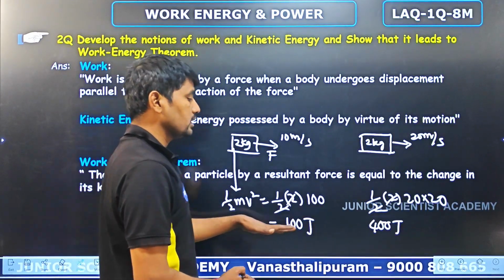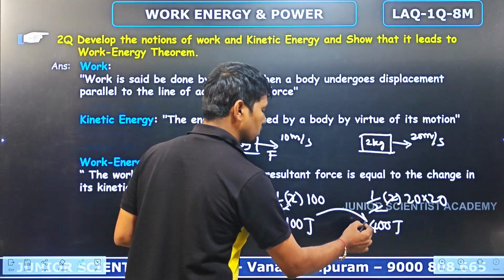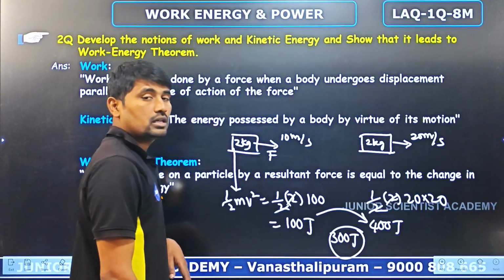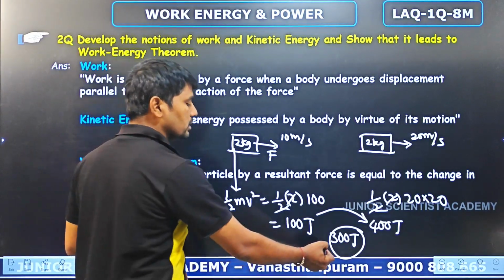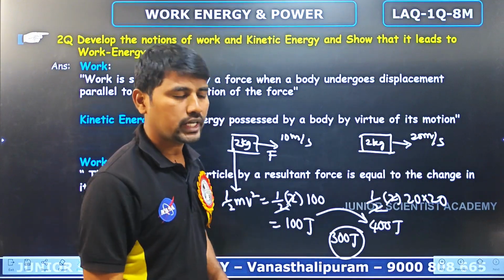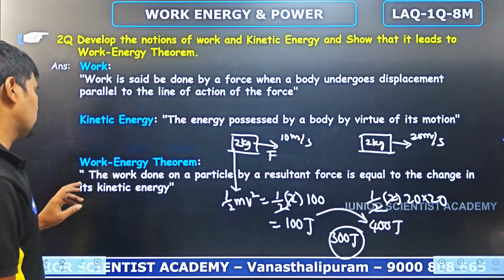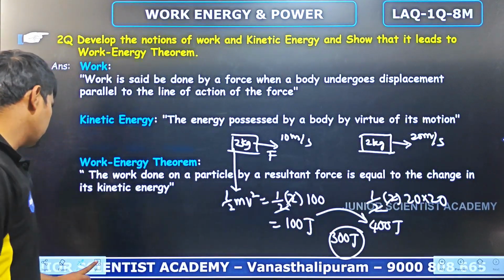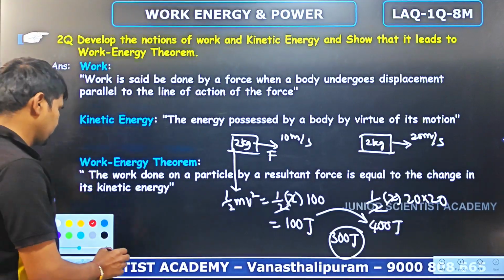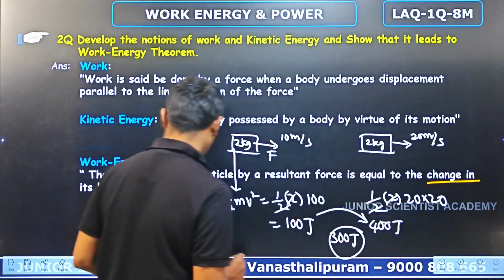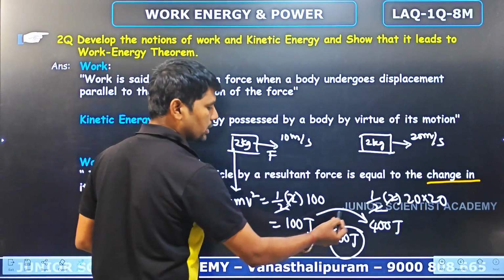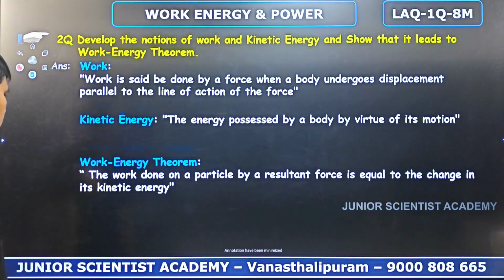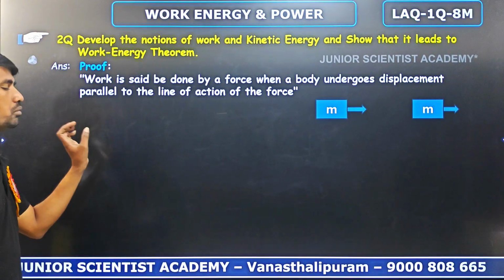How much is the change in kinetic energy? See how much the kinetic energy increased here: from 100 to 400, that is 300 joules of kinetic energy increased. So this 300 joules is nothing but work. I explained this only for easy understanding. What is the change in kinetic energy? The change is from 100 to 400, that is 400 minus 100, 300. Okay, right. Next we are going to the proof.